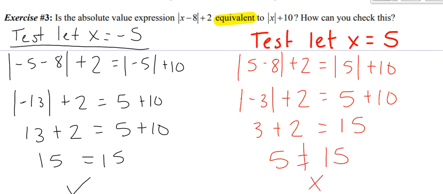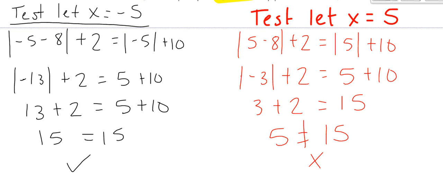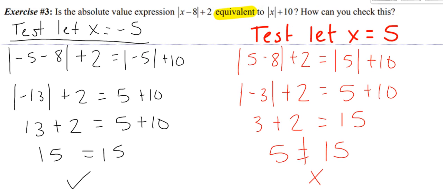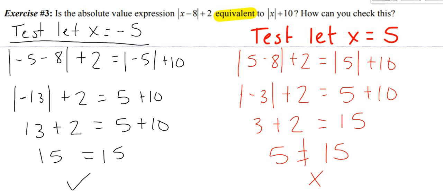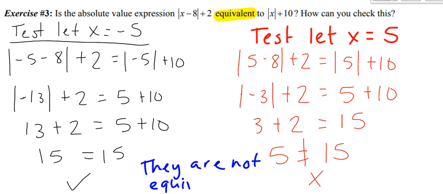So in fact, these two expressions are not equivalent to each other. So it's always good to check to make sure if these two values are equivalent. So we say they are not equivalent, because any value that I let x equal, it should be balanced on both sides no matter what I let x equal.